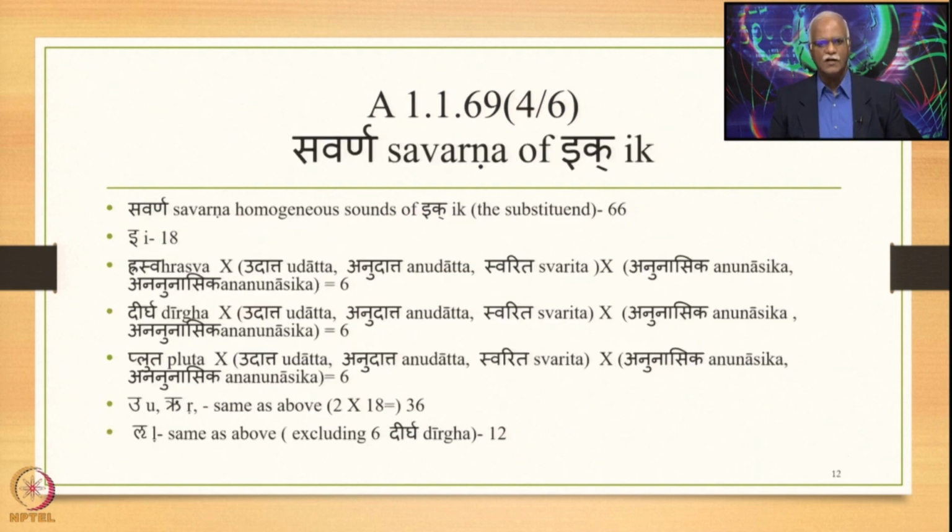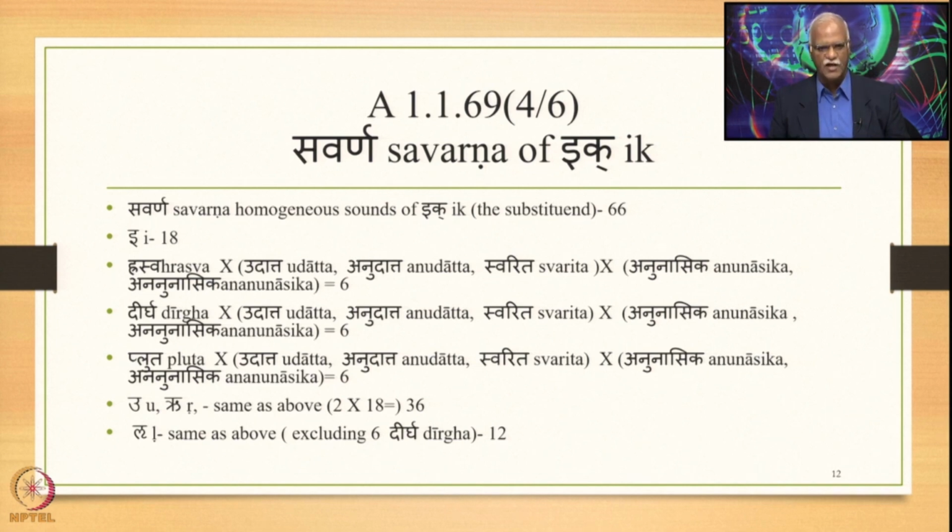So, what are the savarnas of ik? They are 66 in number in all. How? We have 18 varieties of E which are savarnas of E. How are they formed? There are 6 varieties of hrasva E: hrasva multiplied by 3 varieties of udatta, anudatta and svarita, multiplied by 2 nasal and non-nasal varieties, anunasika and ananunasika, and that makes it 6.